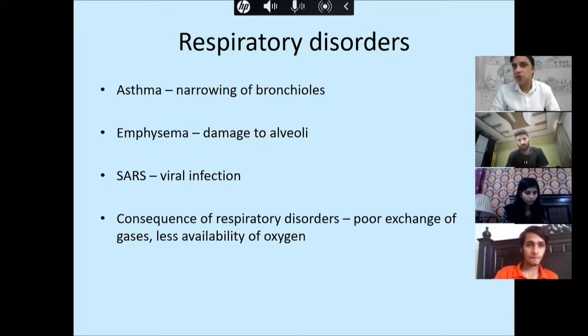Asthma might be there. If the damage of alveoli is there, it is not good for the exchange of gases. The people have other diseases. And if some viral infection is there, we should include COVID-19 here along with the SARS. It's a family of the same virus. If a virus is present in the air, it enters into our respiratory system. It starts living on the air passageway. It starts living on the cells of the lungs.